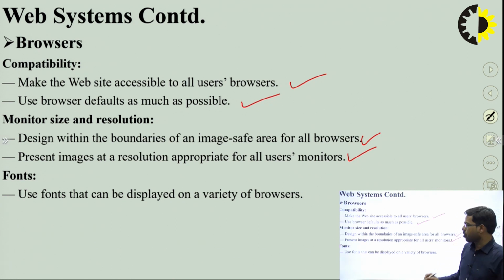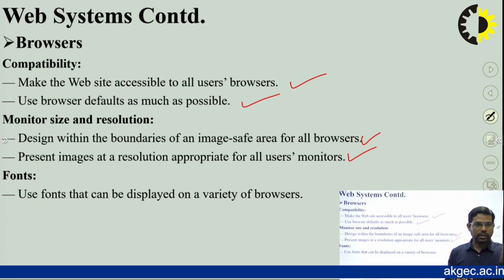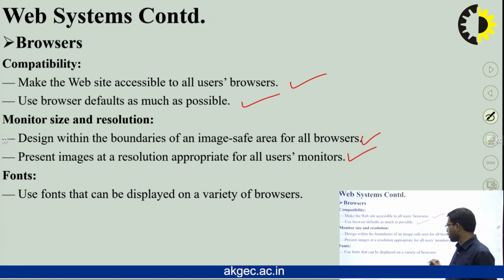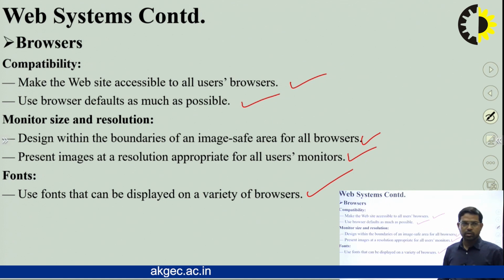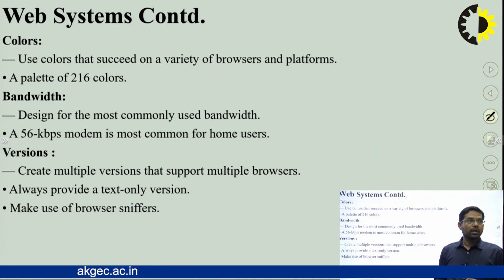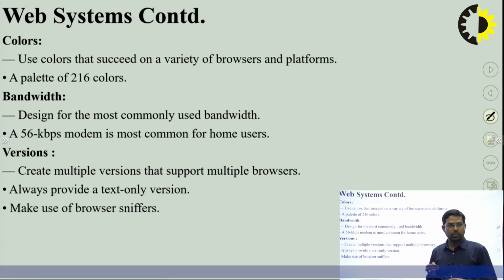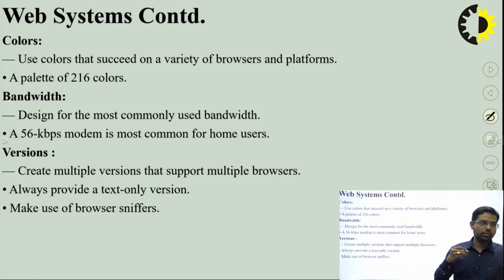Second, the third one is fonts, according to the user's point of view: what are the sizes of the font, what are the colors of the font. So use fonts that can be displayed on a variety of browsers. Okay, colors: use colors that succeed on a variety of browsers and platforms. A palette of 216 colors, there are different colors there. There are so many colors, we have to use colors according to the user's need.